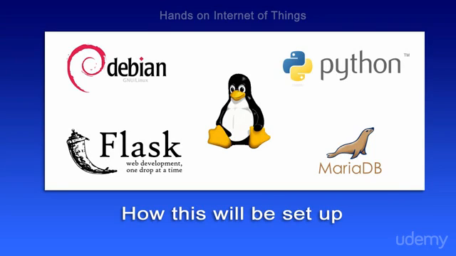For this exercise, we're going to be using a Debian Linux server. We're going to build a web API in Python using Flask, and then we're going to store our results in a MariaDB database. We're going to go through this entire process together so that you can learn exactly how to set up your own endpoint.